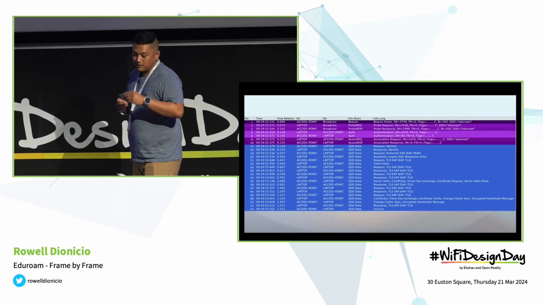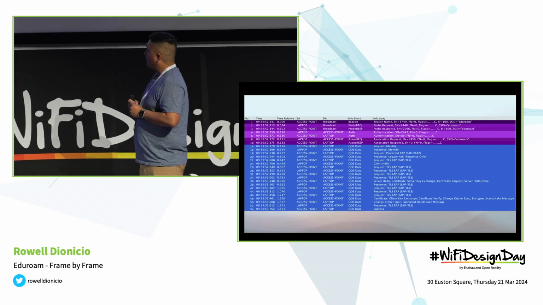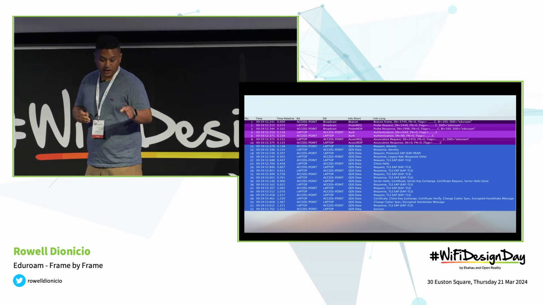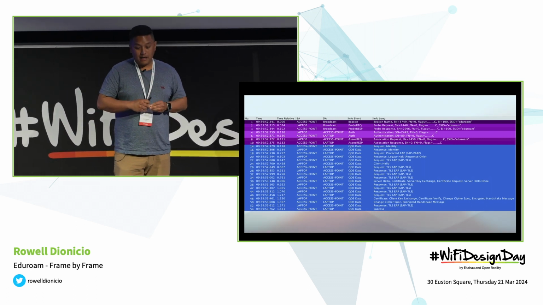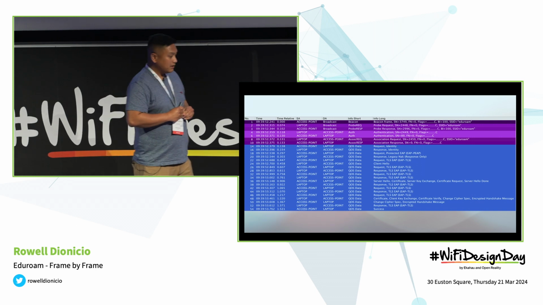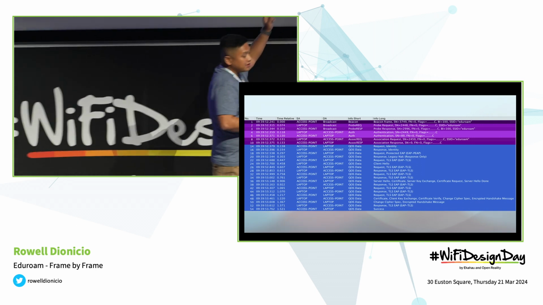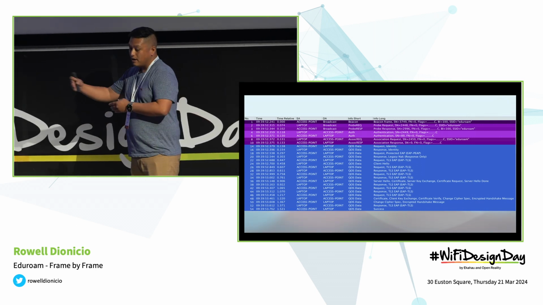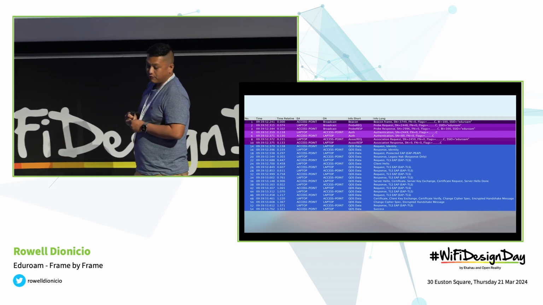You can even see how long it took to get all the way through. You can see how many frames there are. And then here I have the info column, so now you can actually see more details of what kind of EAP frame that is.